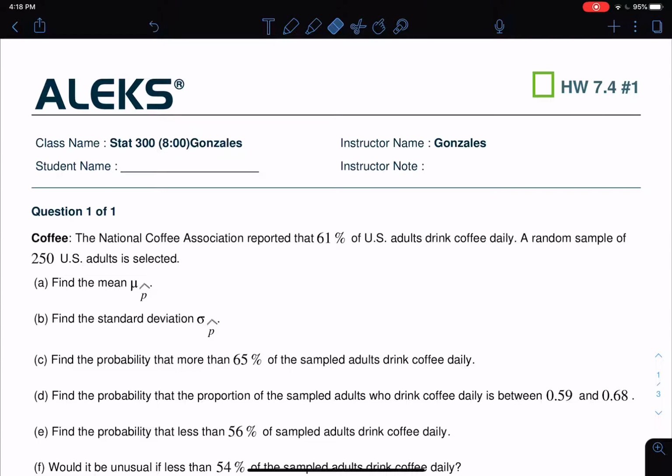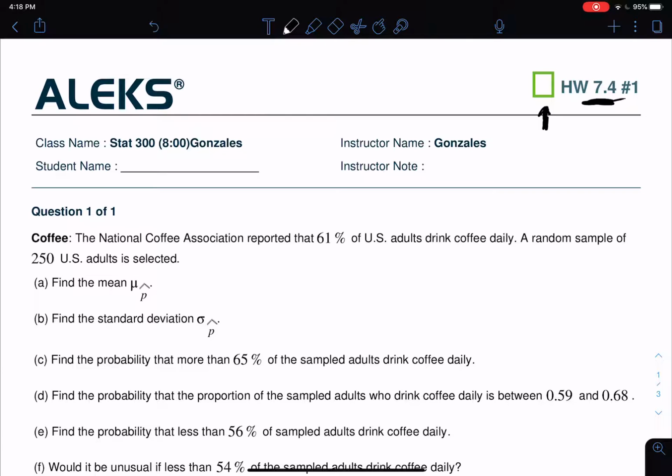Hello, Stats 300 class, this is Professor Gonzalez, and I would like to do some problems from the assignment side of our work, using the green box signifying the assignment side coming from 7.4.